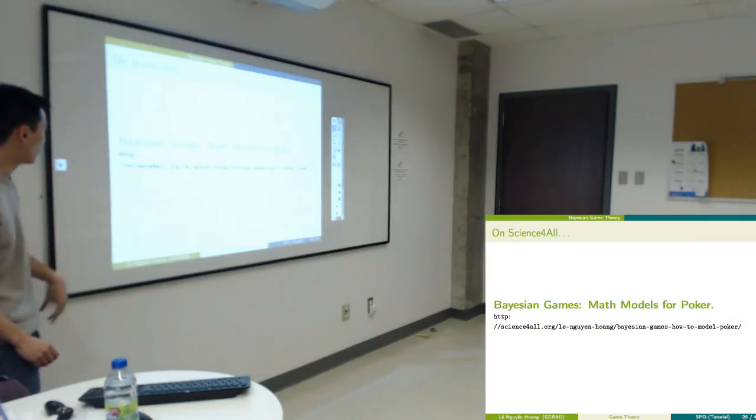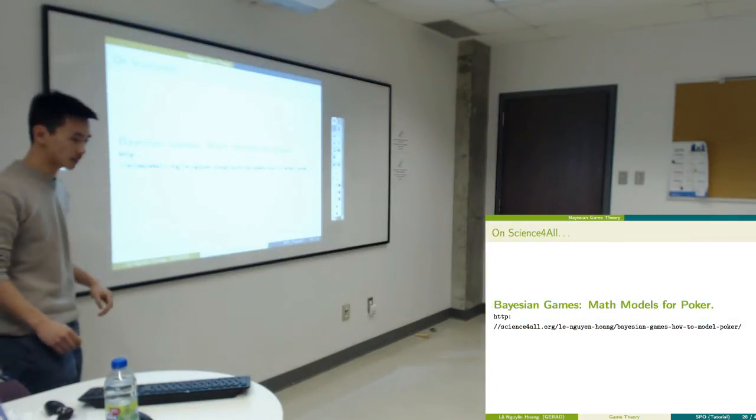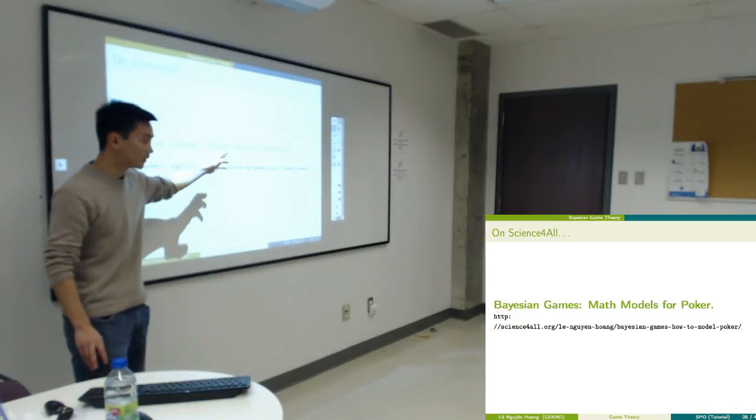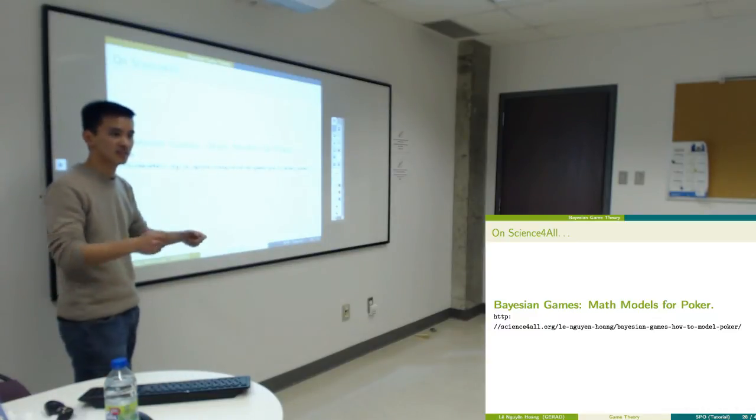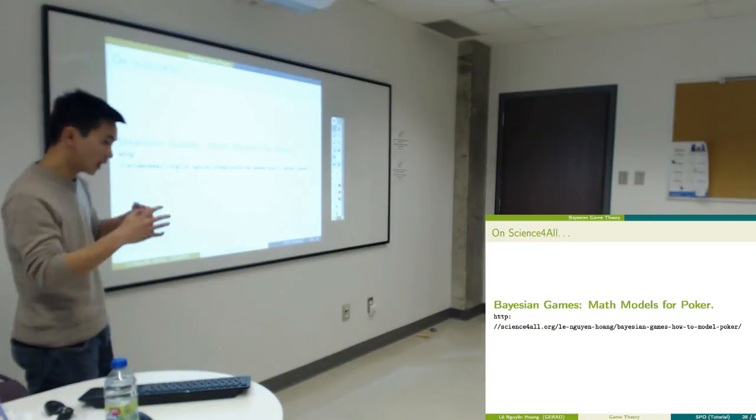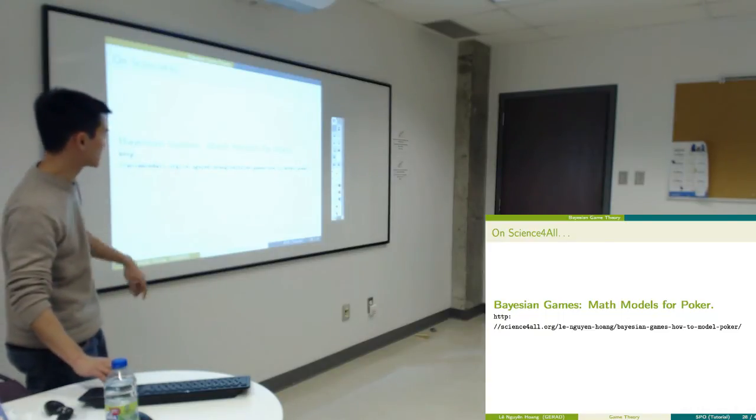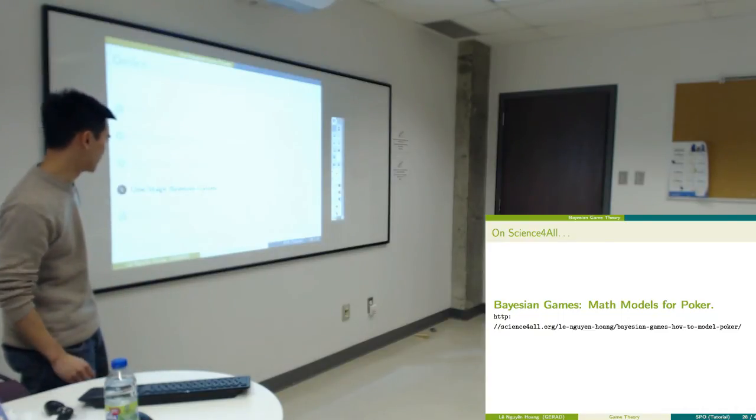Okay, so if you want to learn more about Bayesian games, there's an article on Science4, which takes examples mainly from card games and shows you how to work out the basic ideas of Bayesian games.